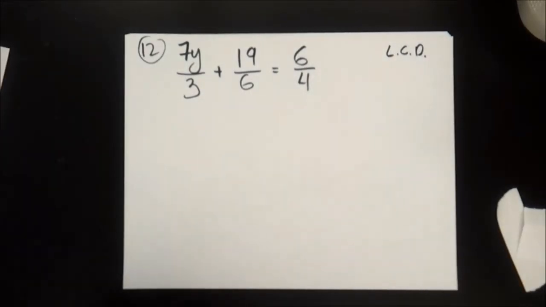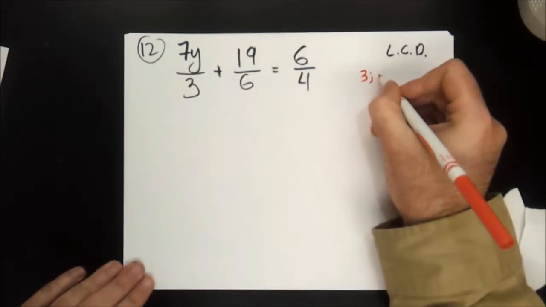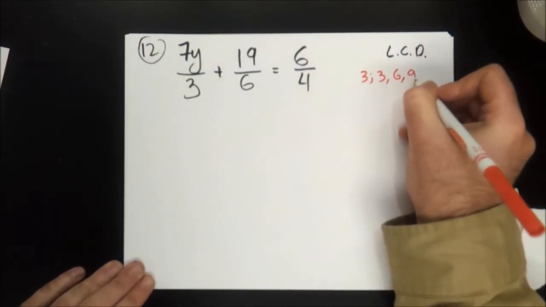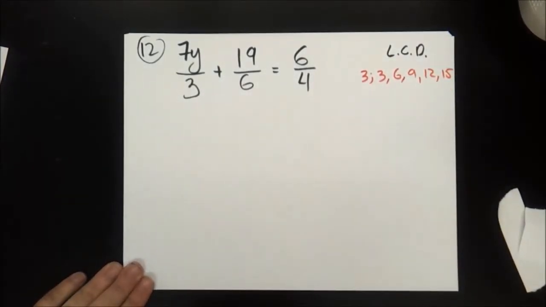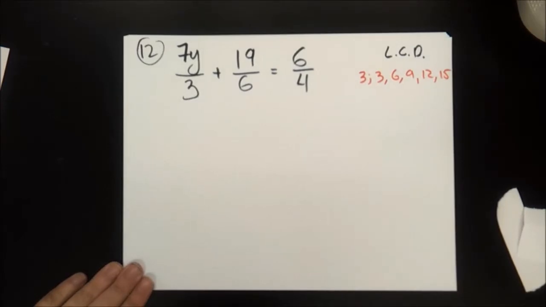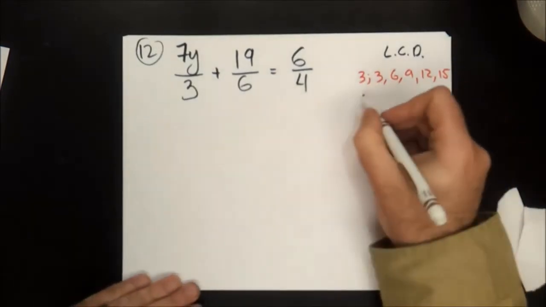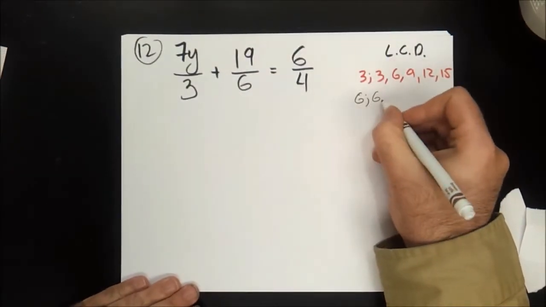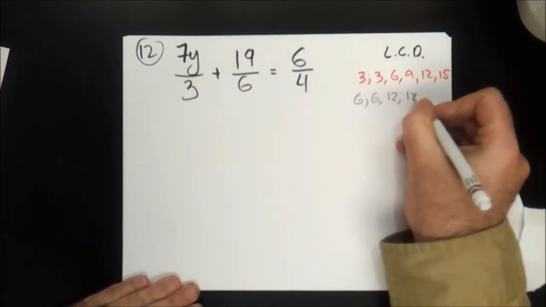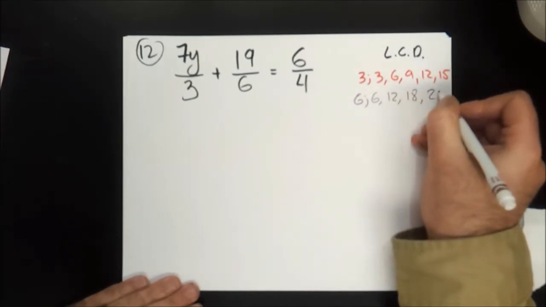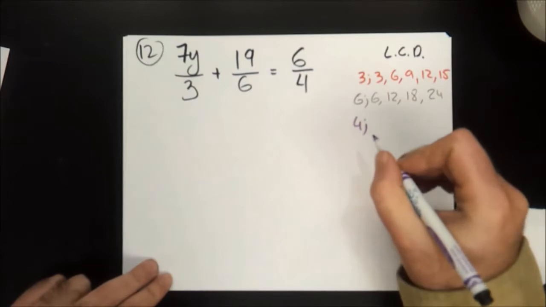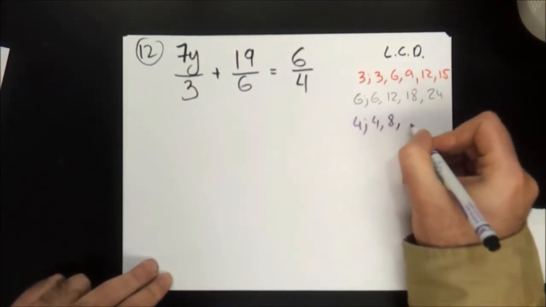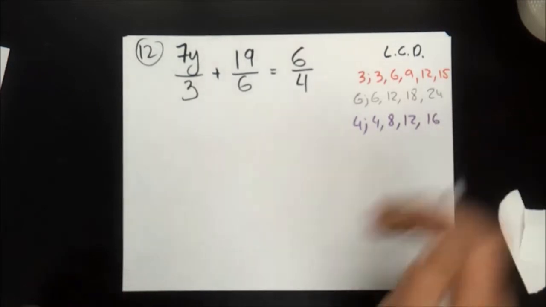I'm going to start with 3. I'm going to list all the multiples for 3. 3 itself, 6, 9, 12, 15. Then I'm going to go ahead and go with a different color, brown, for 6. With 6 I have 6 itself, 12, 18, and so on, 24 if we want to be diligent. And then last but not least, I'll use purple for 4. We have 4 itself, 8, 12, 16, and so on.